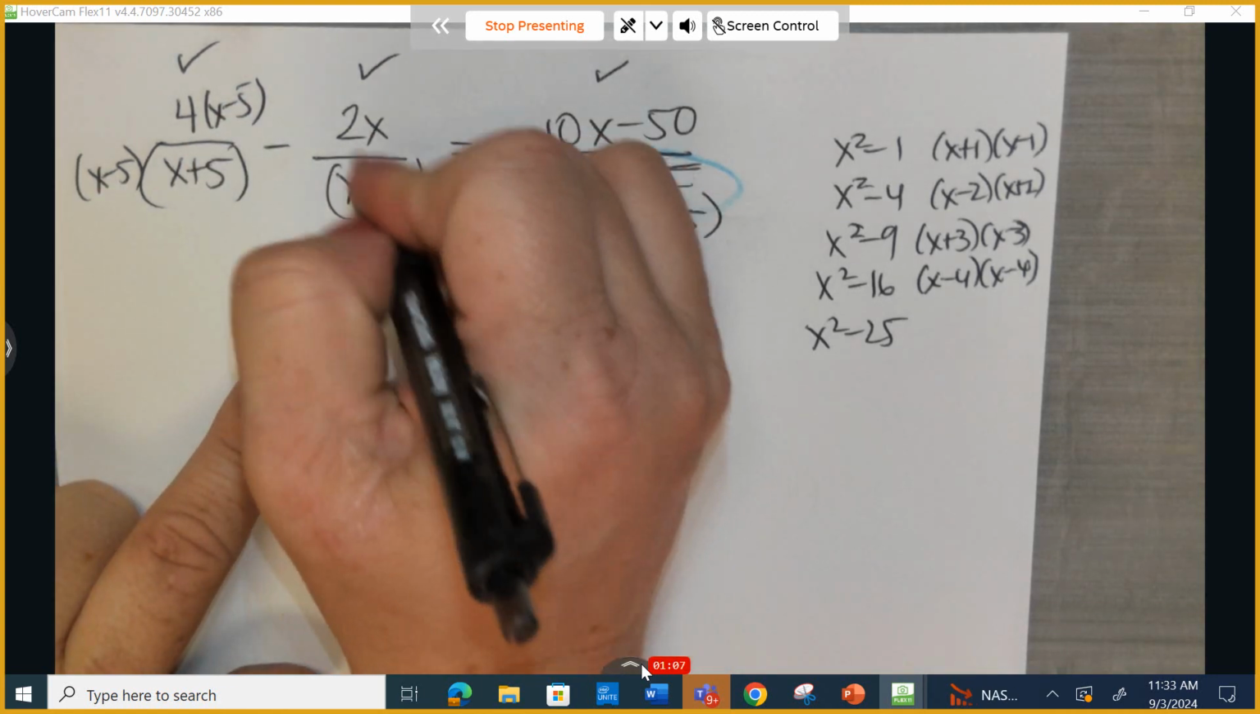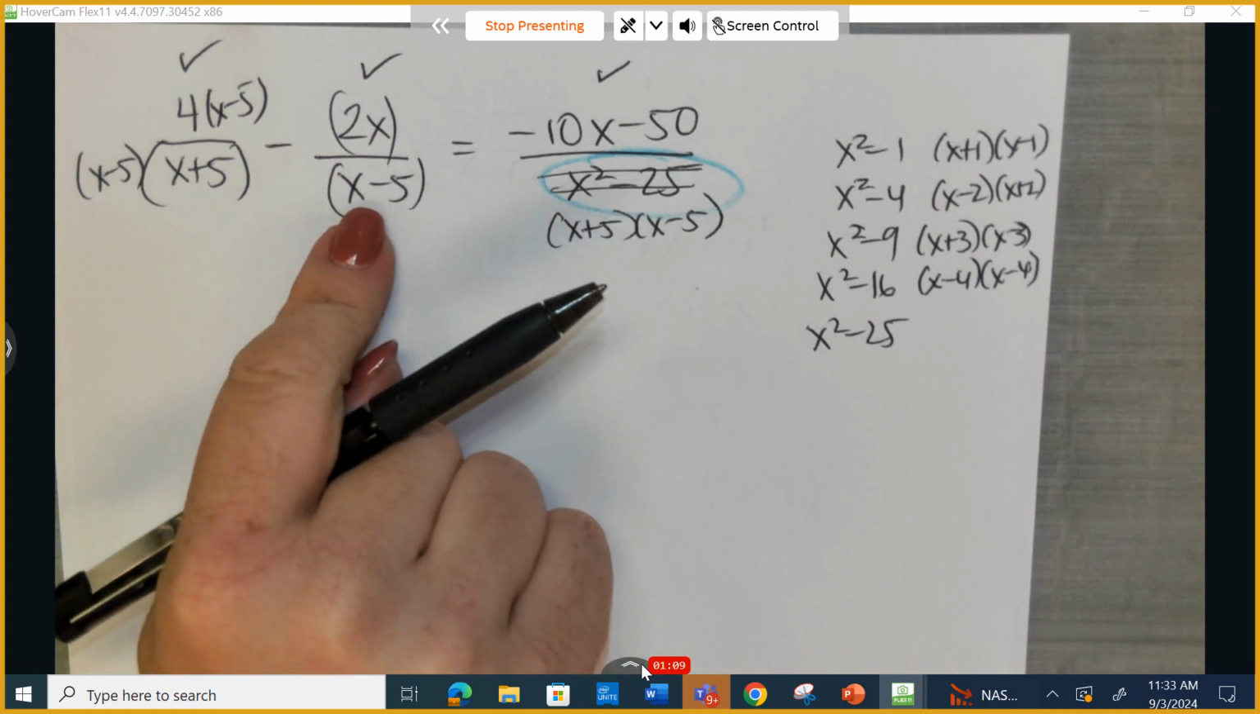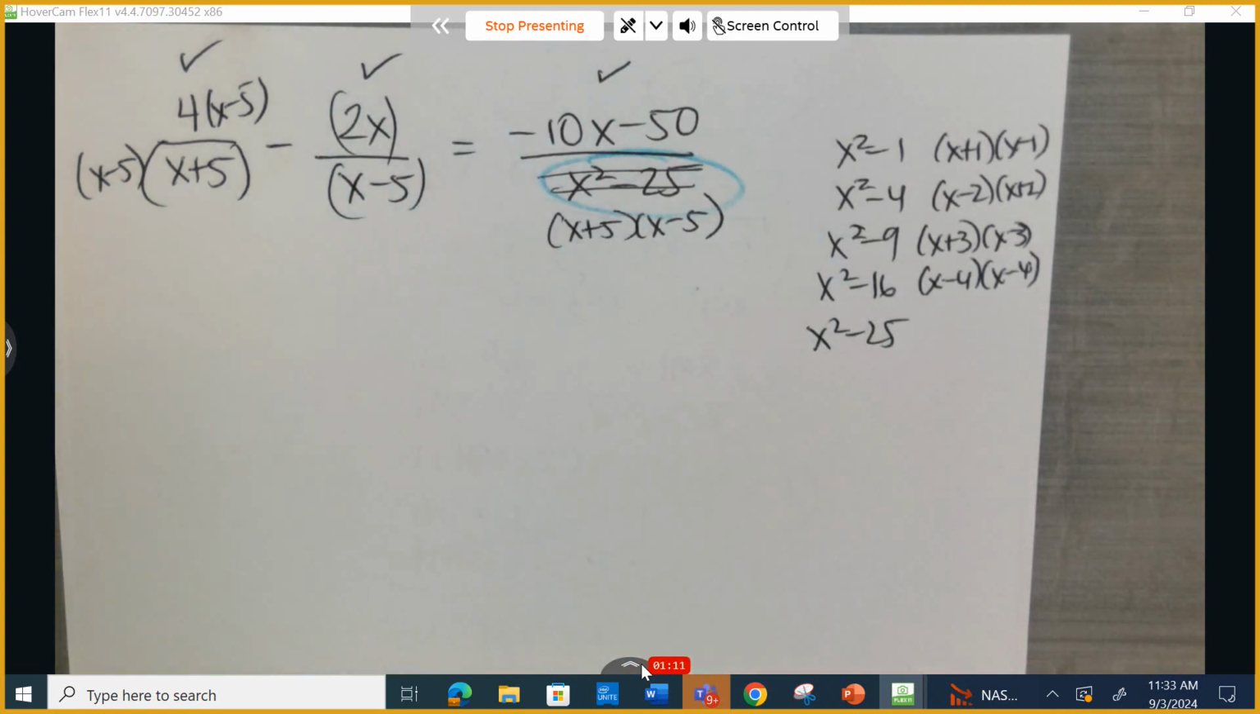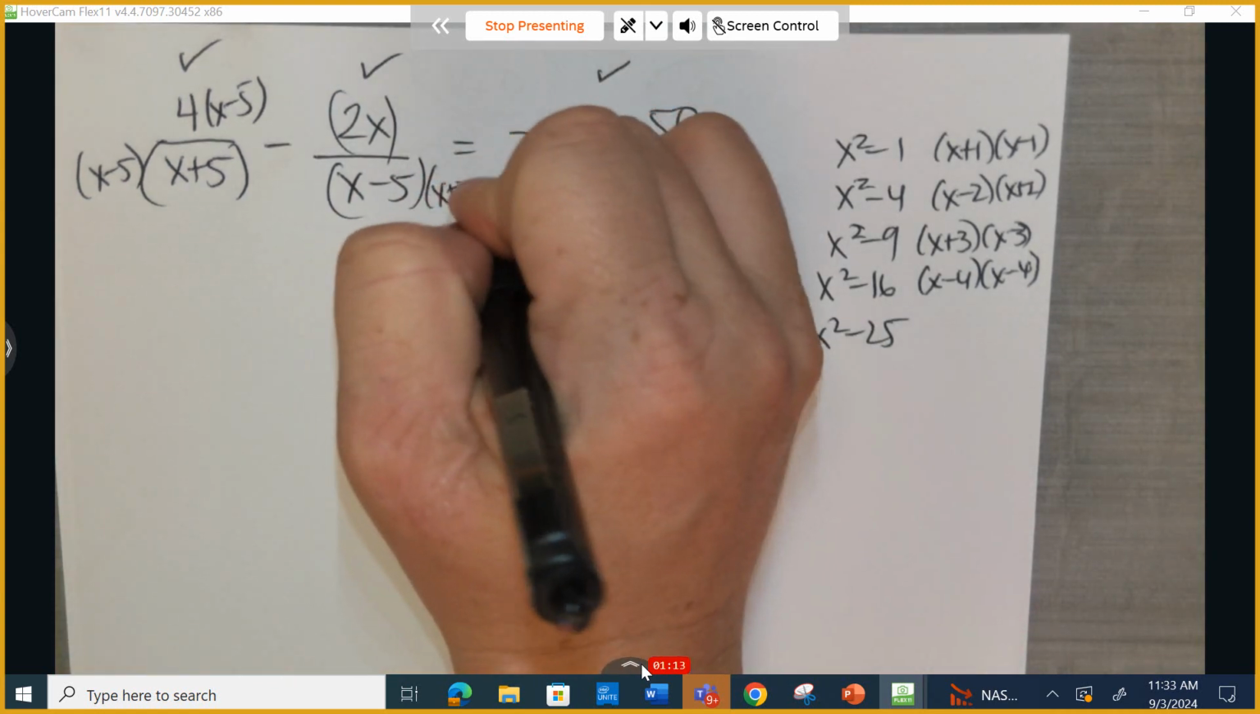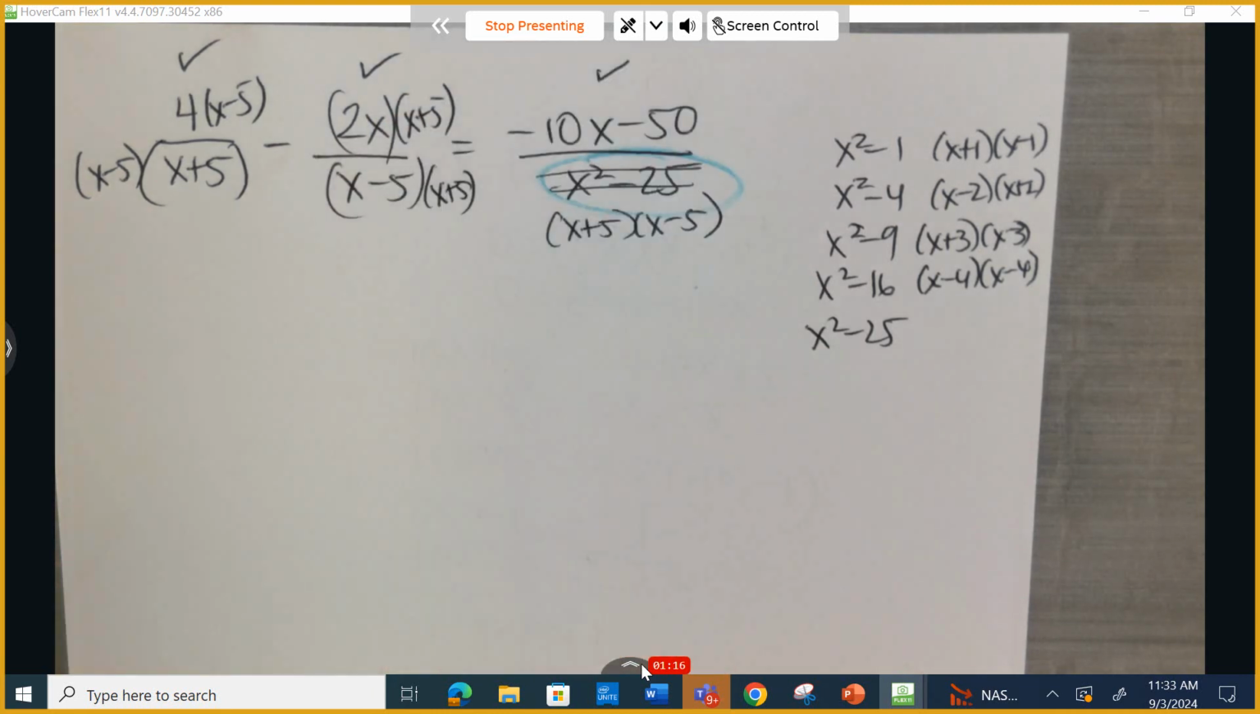Now what about the second group? It has an x minus 5, but it's missing an x plus 5, so we attach an x plus 5, we attach an x plus 5. Now why do we not have to do anything to the last group? It already has it. So this is the cool part.